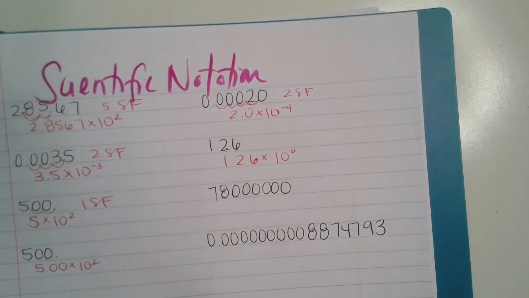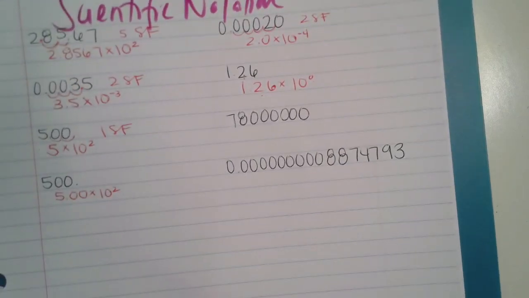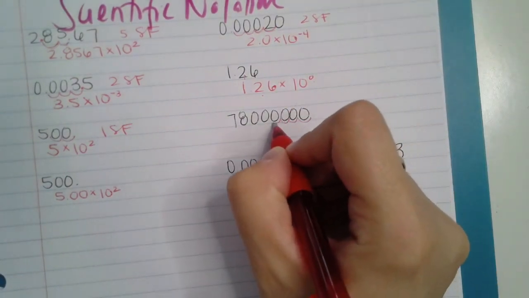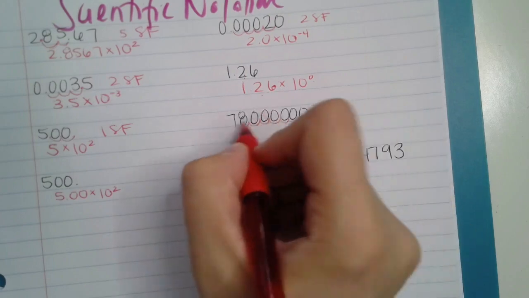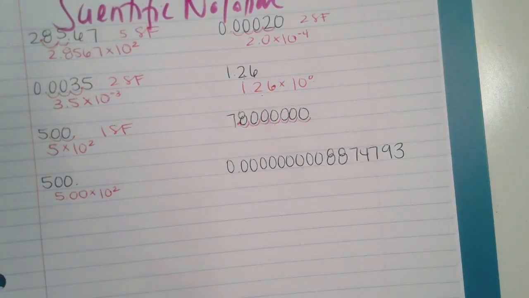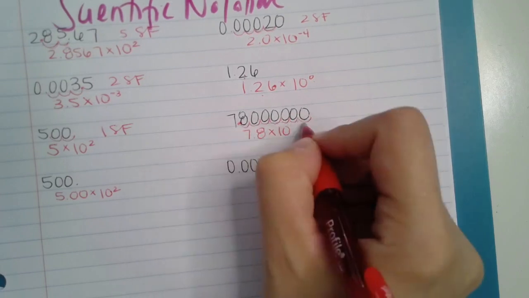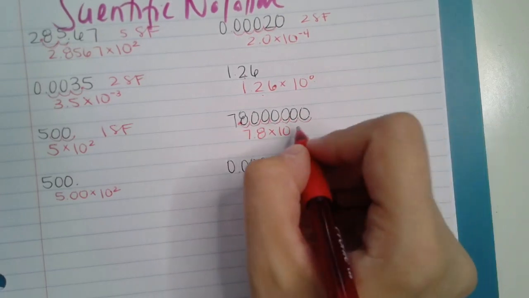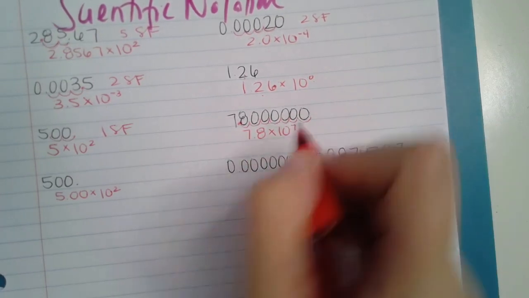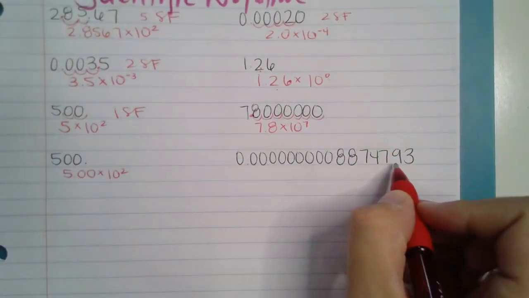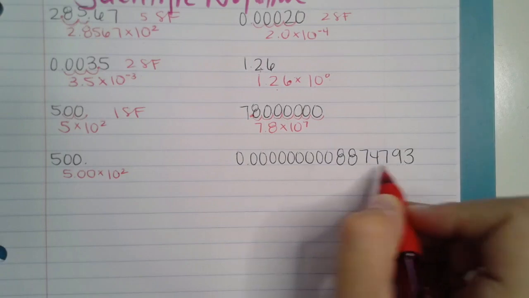This one, I have a number bigger than 1. So 1, 2, 3, 4, 5, 6, 7. My decimal point's going to go right there. 7.8 times 10, very large number, greater than 10, so we have to times it by 10 7 times in order to get that. Keep all your significant figures here. This is a pain in the neck, but keep your sig figs.